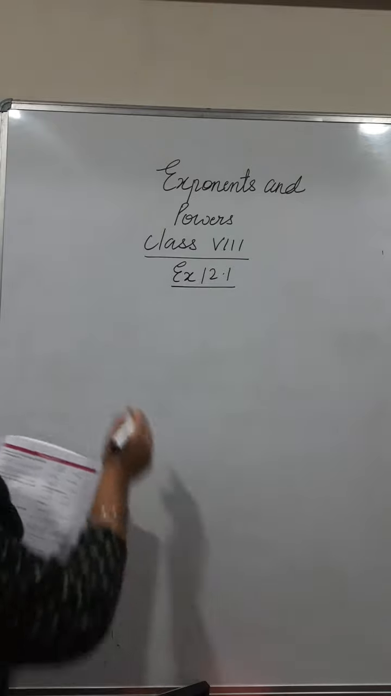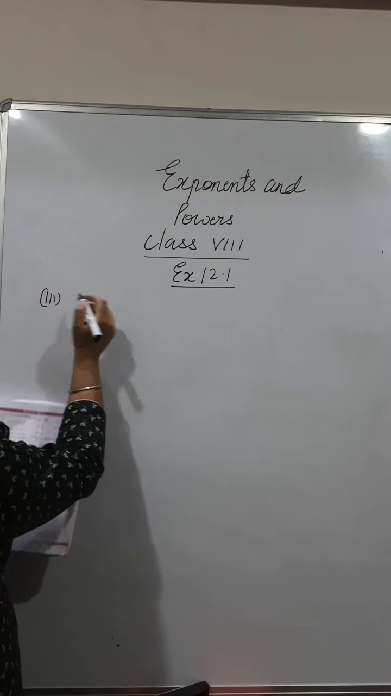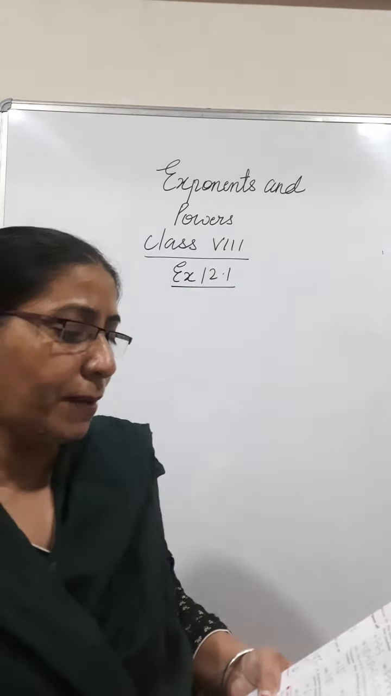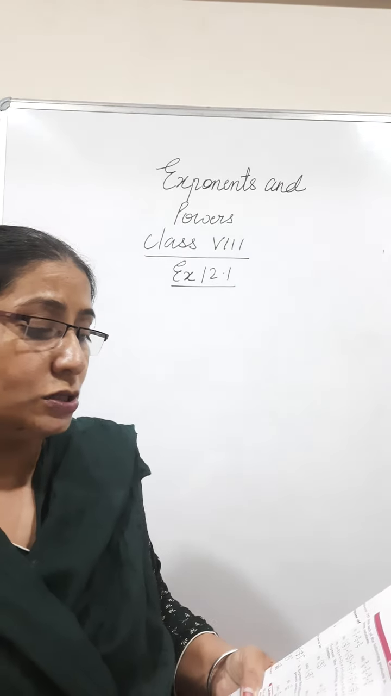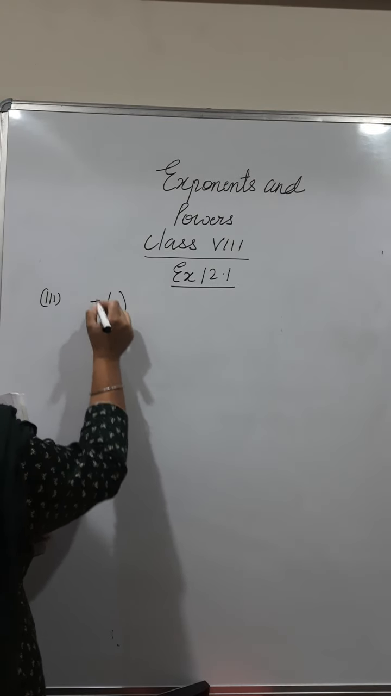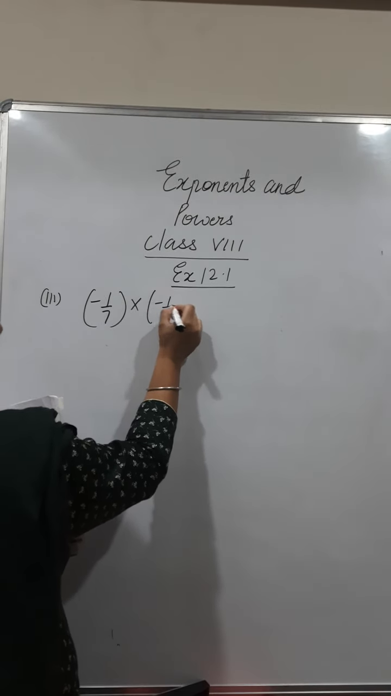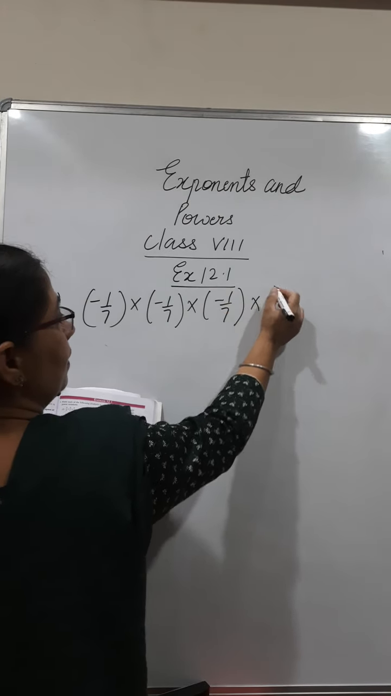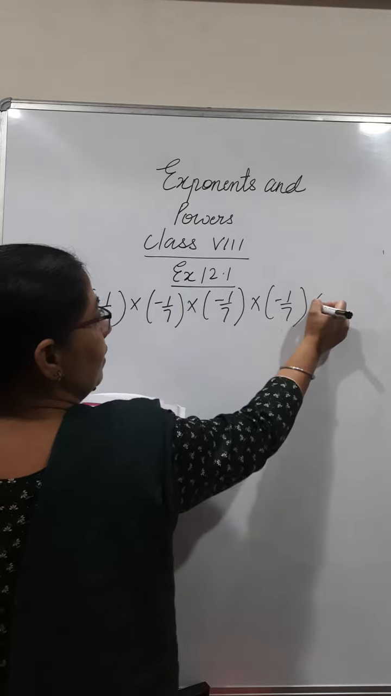Say for example, I take the third part of the sum. He says, write each of the following products in the power notation. He wants you to write in the power form. So say for example, I have taken the third sum. It is minus 1 by 7, minus 1 by 7, minus 1 by 7, minus 1 by 7, minus 1 by 7.